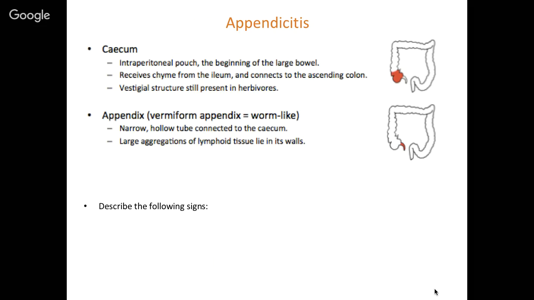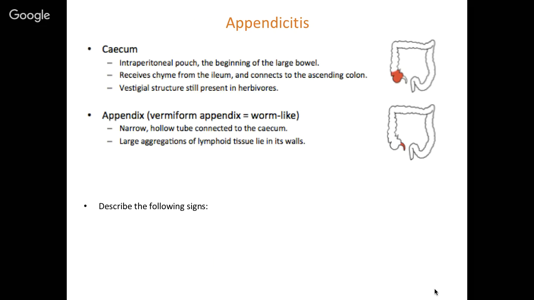At which point is tenderness typically elicited? McBurney's, where is McBurney's point? Other way around, yeah. So it's just more closer to this side. So it's a third from the ASIS and two-thirds from the umbilicus.